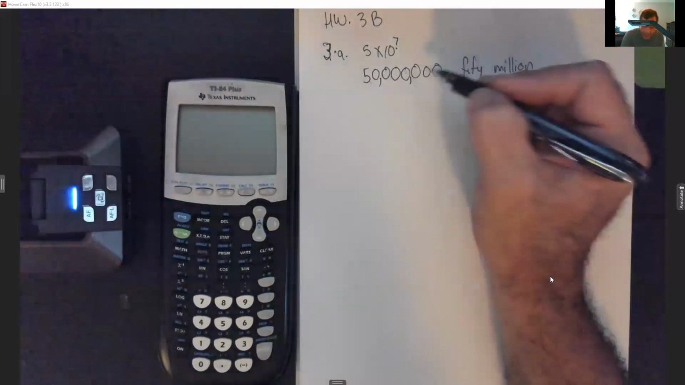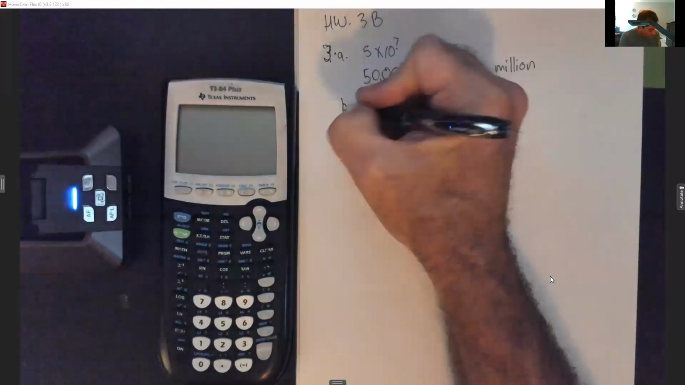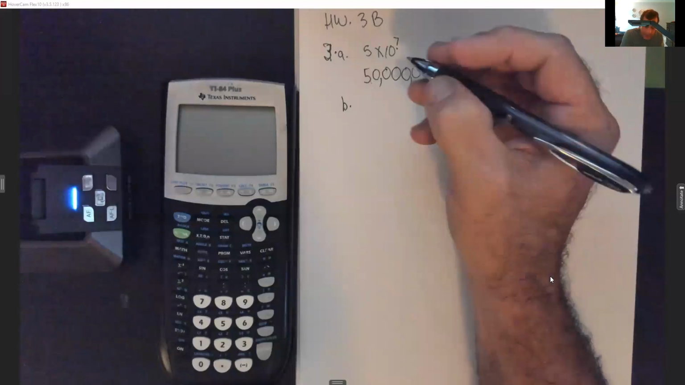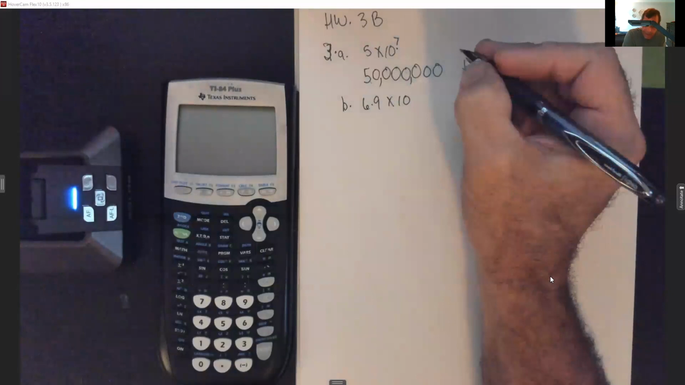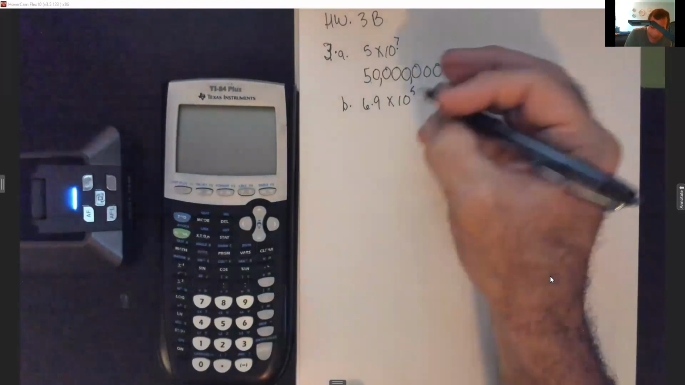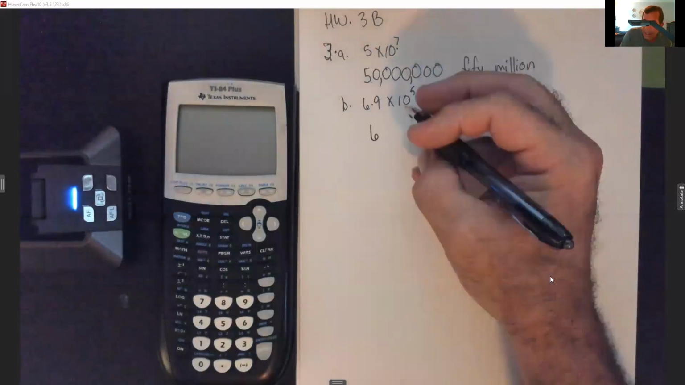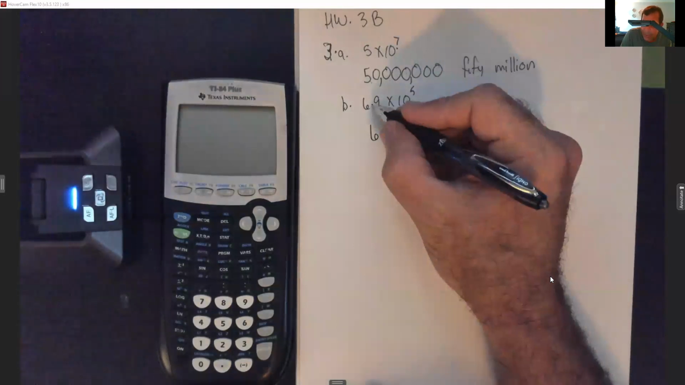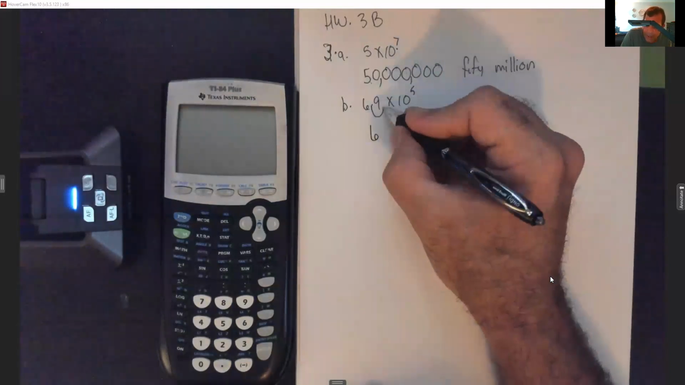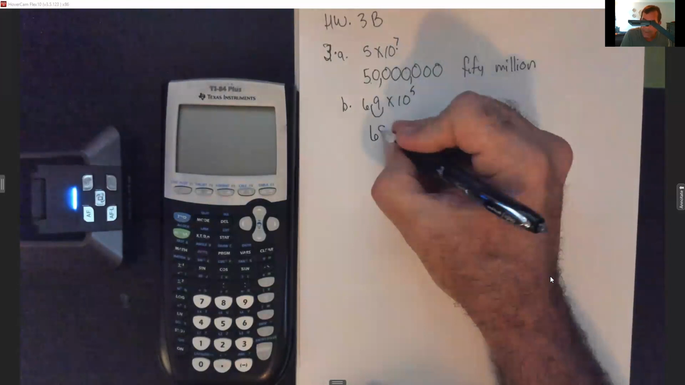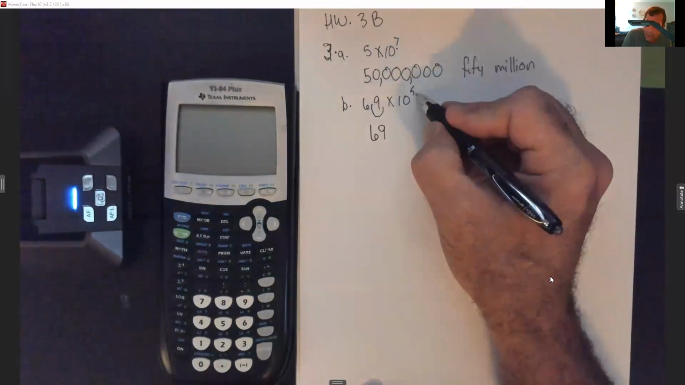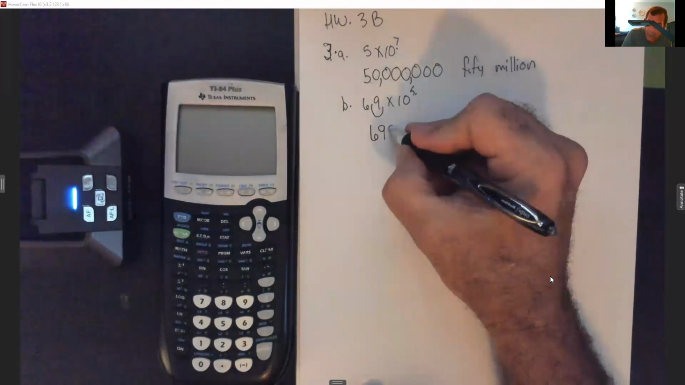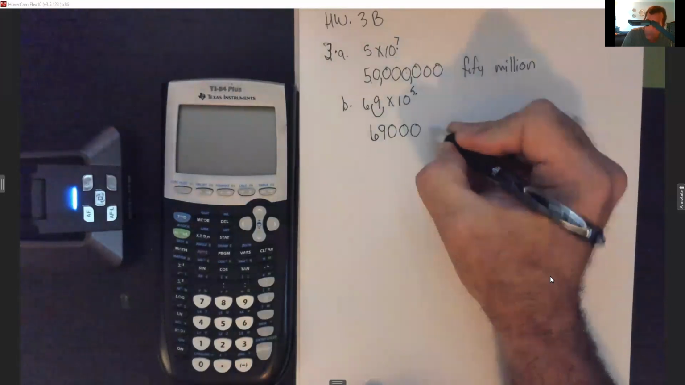All right, so let's see what's next. B, 6.9 times 10 to the 5th. So once again, I would write my 6. To move this decimal from left of the 6 to the right is one move. So I got 4 more moves because I had to do 5 altogether. So that was 1. So the last 4 moves, I'm going to have to add 4 zeros.